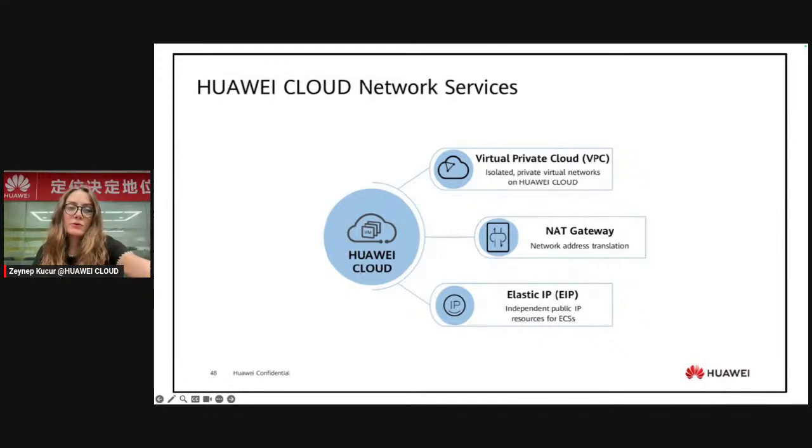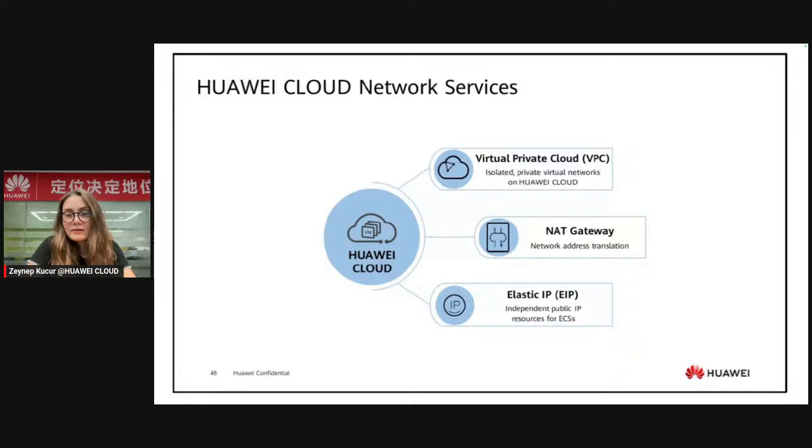Now we continue with Huawei Cloud Network Services. VPC. VPC is a private and isolated network on Huawei Cloud. So just like you have your network in traditional IT enterprises, in cloud you have virtual private clouds, virtual networks. And here users can configure IP address ranges, subnets, and security groups, assign EIPs, and allocate bandwidth in a VPC.